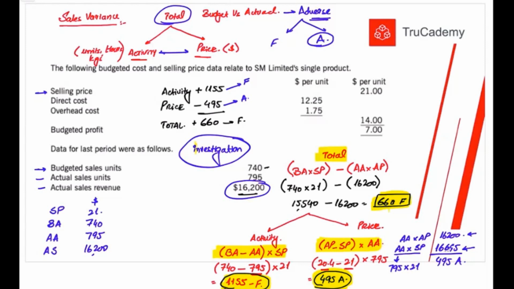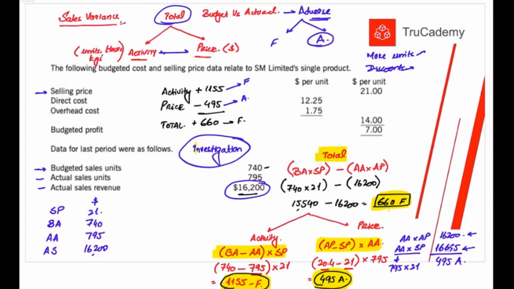Very good. Activity variance is favorable, meaning that we actually sold more units than expected. Our sales were higher. So the sales team, which is on the field or in the market, is obviously doing a good job. They are trying to sell more units. But price variance is adverse. So whatever price we are supposed to charge, we are not charging that price. Maybe we are giving discounts, and those extraordinary discounts lead to adverse price variance.